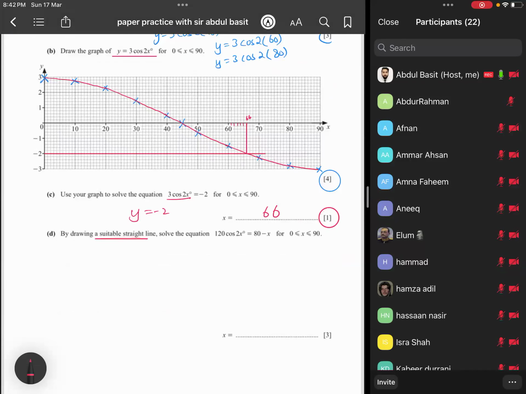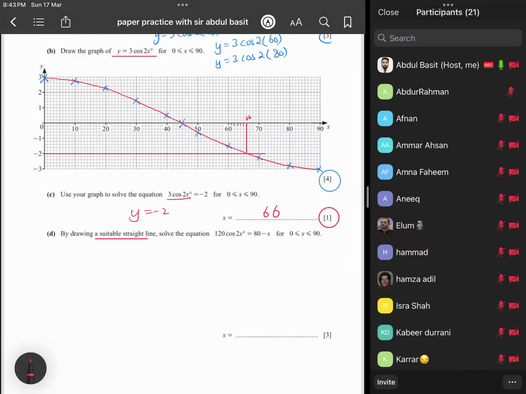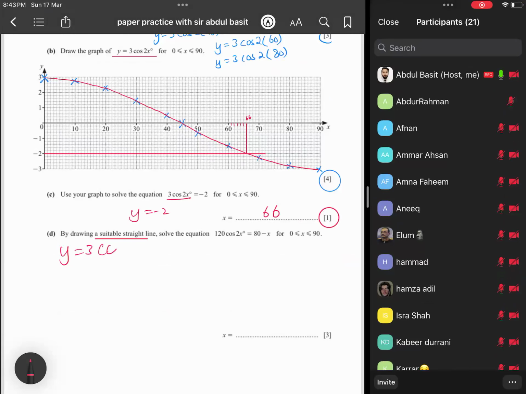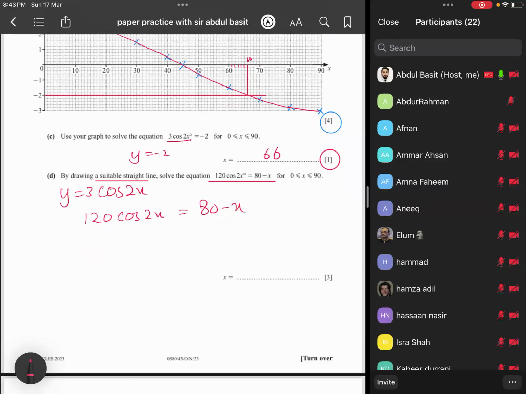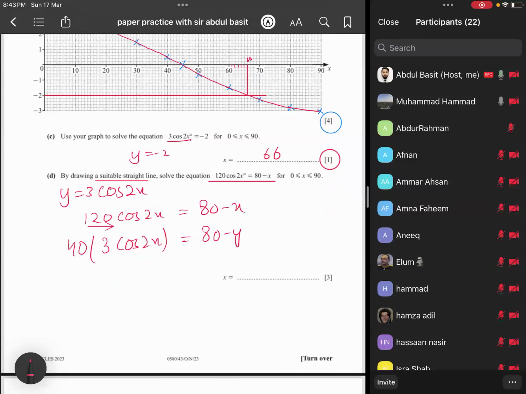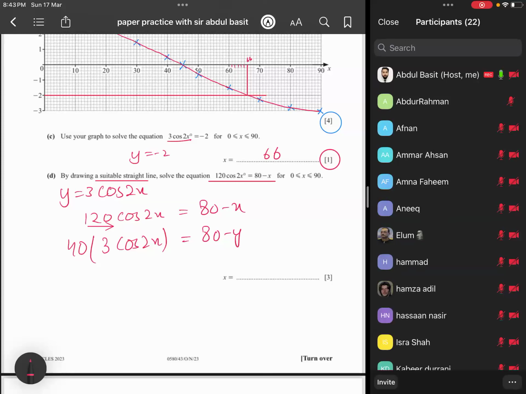By drawing suitable line, whenever we see this, what we do, we write the question. Y is equals to 3 cos 2x. Okay, now look at this, 120 cos 2x is equals to 80 minus x. But what if I take this as constant? Can I write this way 40 times 3 cos 2x? Can I write this way? Yes, sir.